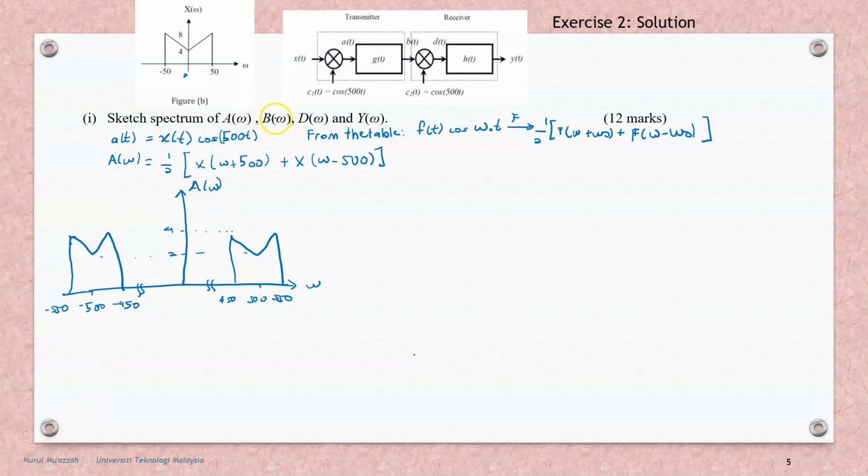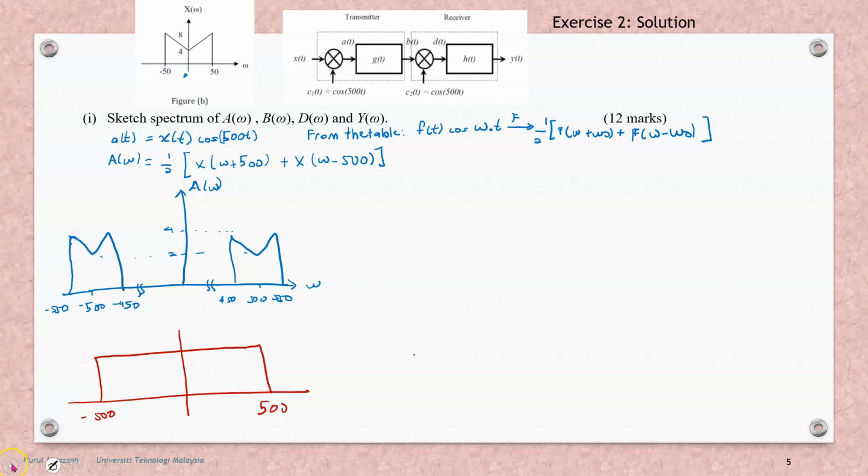For B omega, we have to refer back to the question. The question said that B(t) is the output from A(t) that goes through the low pass filter. If you remember the low pass filter, it is given as this shape, something like this, and the cutoff frequency is negative 500 to 500.